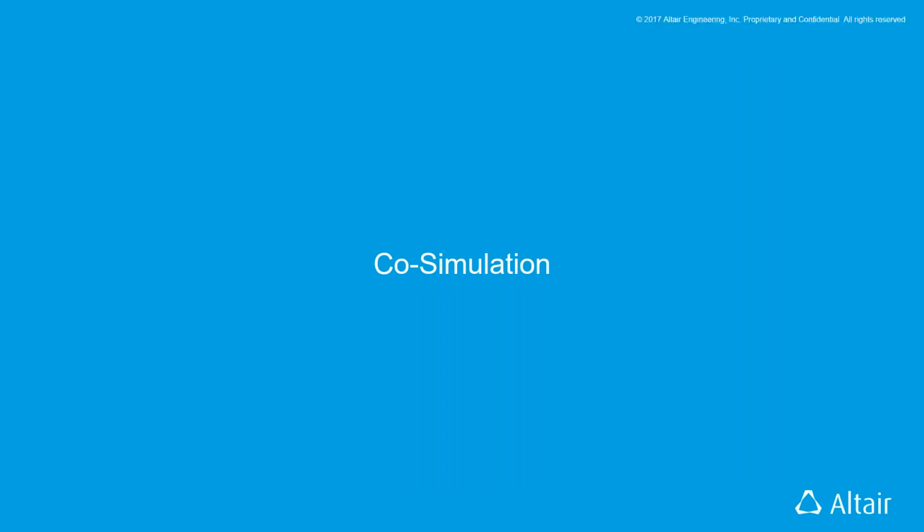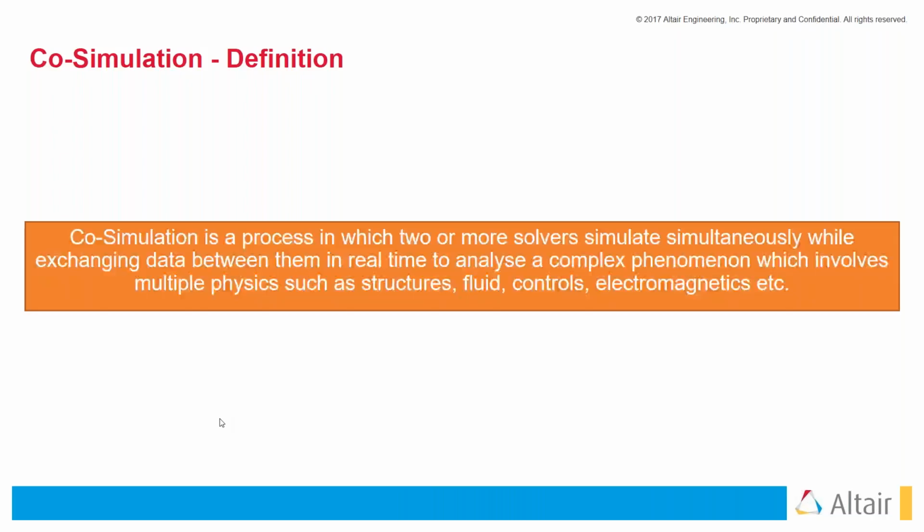So now we'll go into co-simulation. Co-simulation is basically a process in which two or more solvers simulate simultaneously while exchanging data between them in real time to analyze complex phenomena which involve multi-physics such as structural, fluid, controls, and electromagnetics.